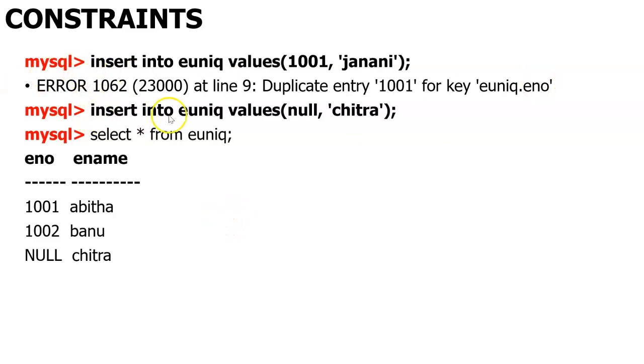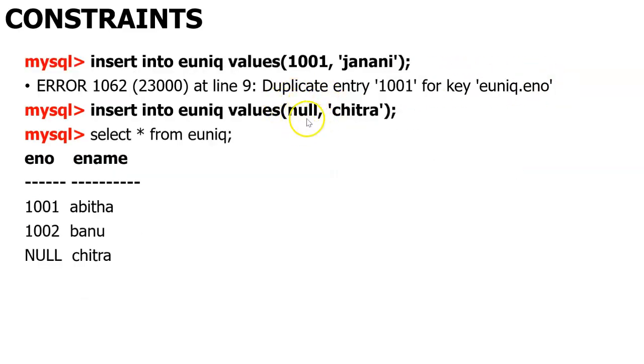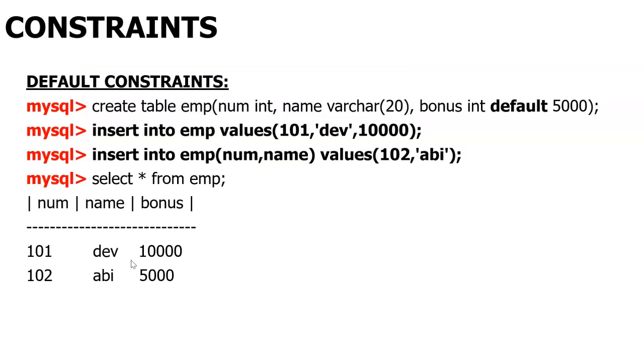Now moving on to the insert into unique values, where null values are there. I told you that it accepts null values. When I give null instead of your value, it will accept. So see here, select star from E unique: 1001 Abita, 1002 Banu, which were the existing rows. Now I have null and another name. This will be accepted, but duplicates will not be accepted. So this is unique.